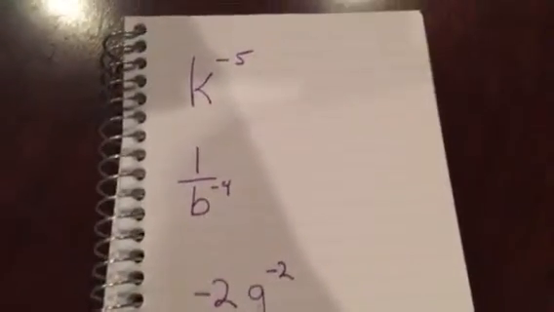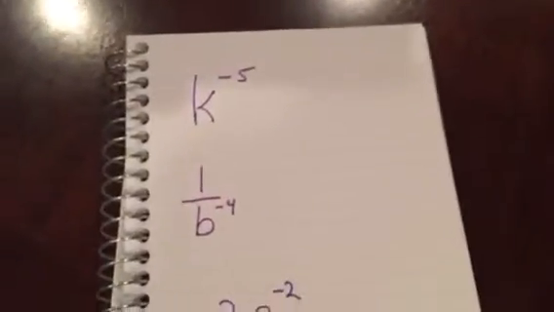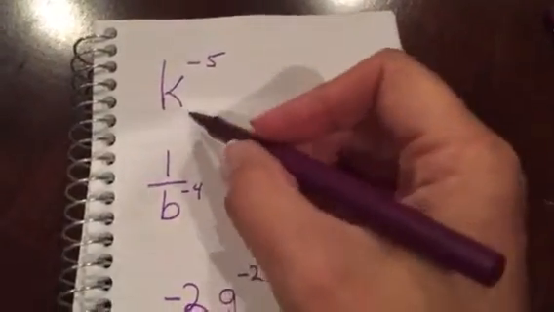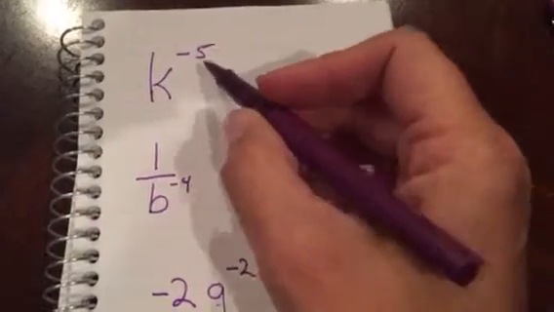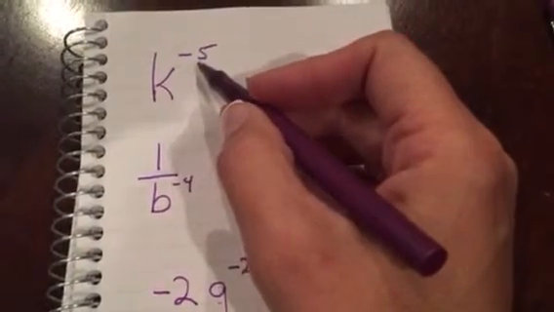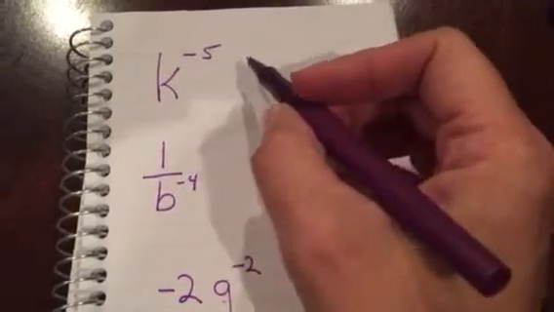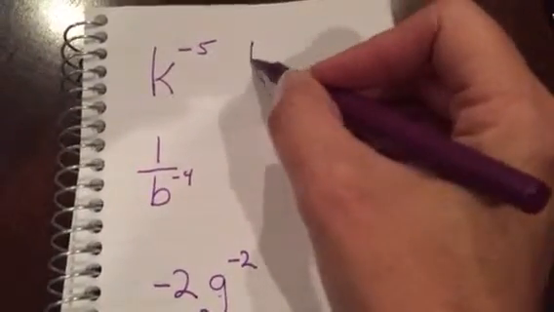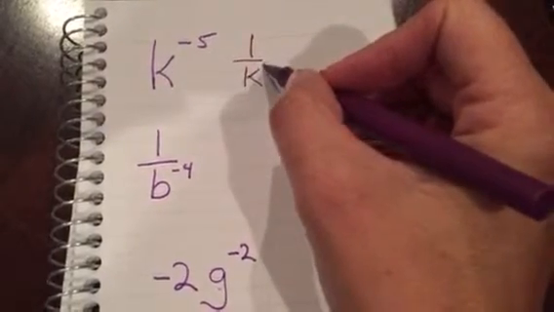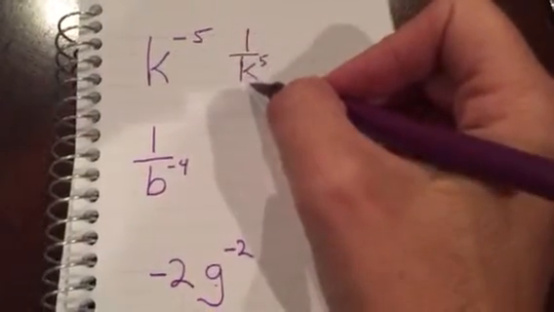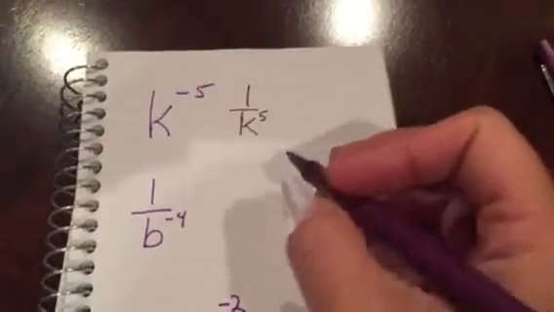Okay, I'm going to start back a little bit with some basic negative fraction help. So k to the negative 5, we know because we have a negative sign in the exponent, we take the inverse. So essentially we have to flip this fraction and we keep the exponent. So it's 1 over k to the 5.